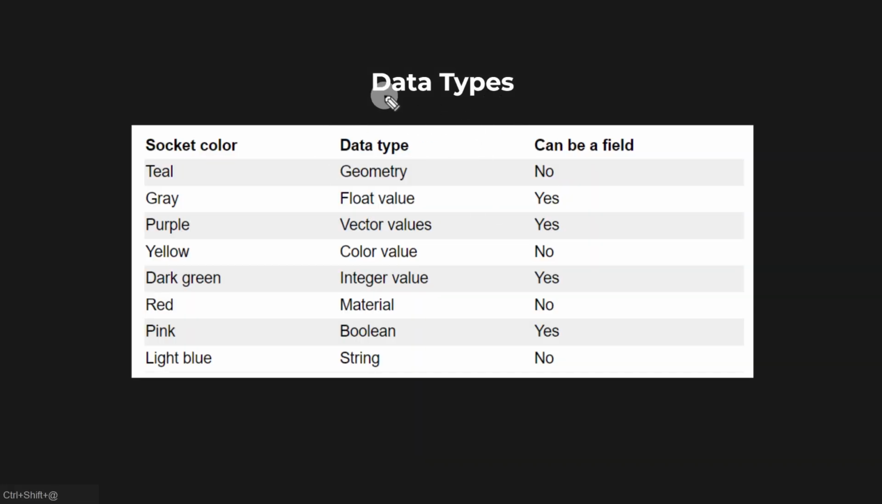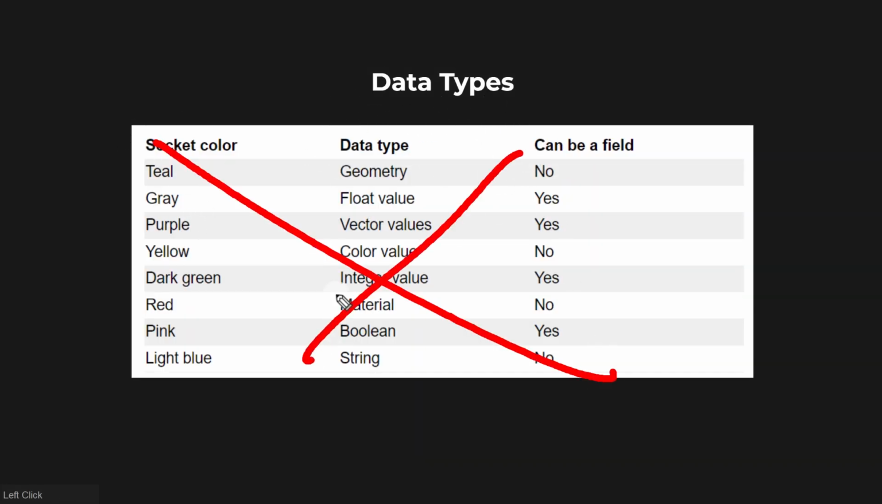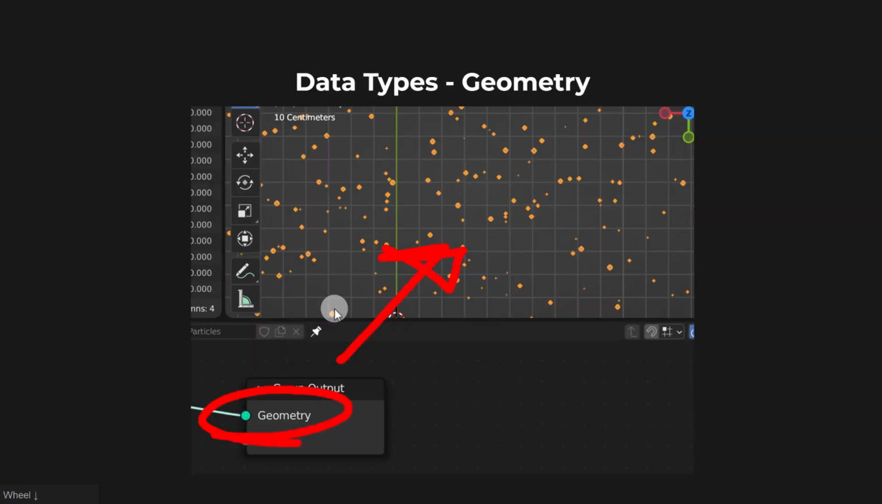Now, there's a lot of different data types here. Do we need to memorize all this stuff? No. I'm going to give you a few of the main ones here. Geometry, that is a data type. That's a socket type. So that's going to be the most obvious one. That's the stuff that we see in the viewport, generally speaking.